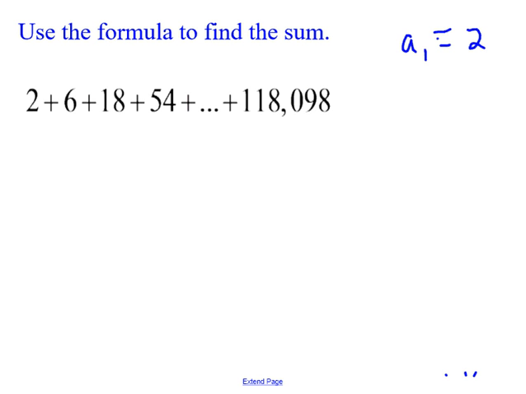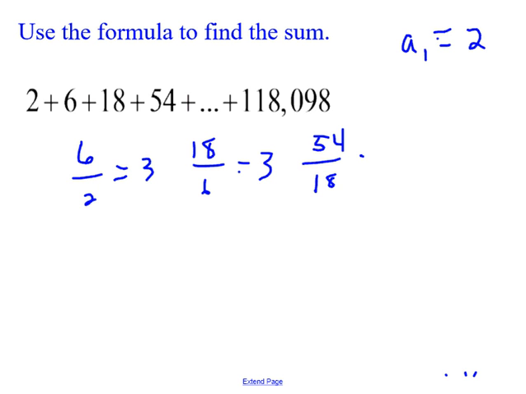Also, I need to make sure, is this geometric? So if I think about this, 6 divided by 2 is 3. And if I did 18 divided by 6, again, I get 3. And if I do 54 divided by 18, I get 3. And I can see just even from looking at it, this was one of those ones I could probably eyeball and say, oh, I'm just multiplying by 3 every time. So I know that my r is 3.